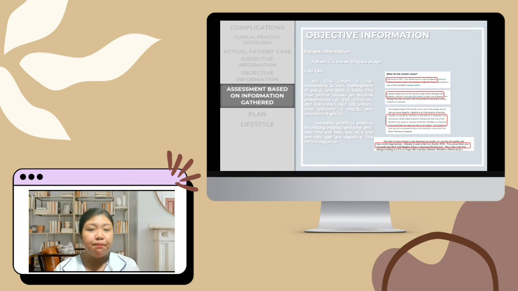Next is for the assessment based on the information gathered. So let's start first with objective. And in this objective part, we will focus on the laboratory test of the patient. First is his CD4 count, which is 246 per cubic millimeter. Here, it is low because the normal CD4 count should be 500 to 1,200 cells per cubic millimeter. And since his is less than that range, it means his CD4 count is low.